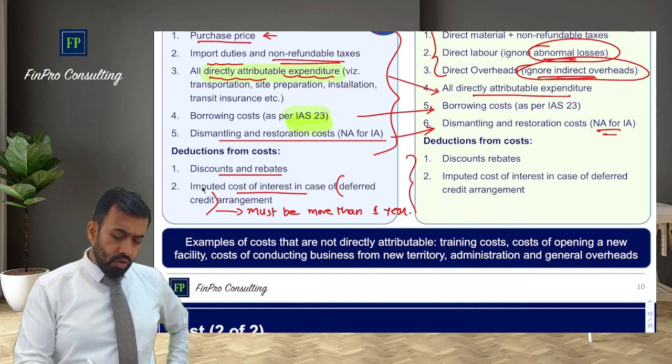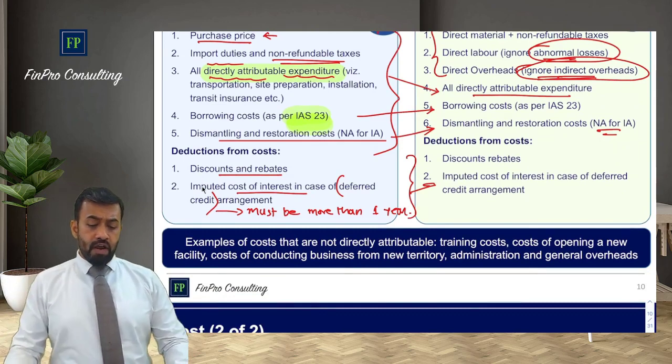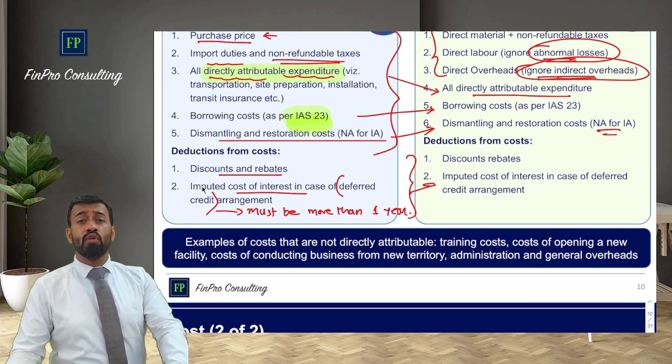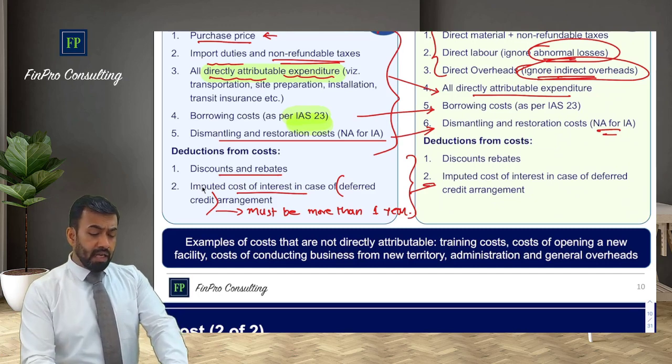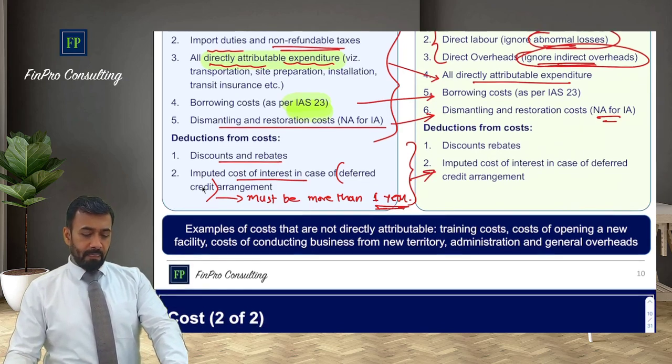Deductions, both are applicable, which we had seen here: discount, rebates, and imputed cost of deferred credit. In case of a deferred credit arrangement, that deferred credit arrangement must be more than 1 year. This practical expedient has been provided under IFRS 15 as well, revenue from contracts with customers.